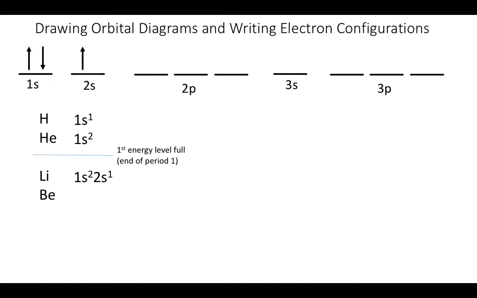Beryllium's 4th electron will need to be paired in the 2s orbital with a down spin. So the electron configuration for beryllium, showing the 4 electrons that beryllium has, will be 1s2, 2s2. Boron's 5th electron has to go in the first orientation of the 2p orbital with an up spin. So boron's configuration is 1s2, 2s2, 2p1.